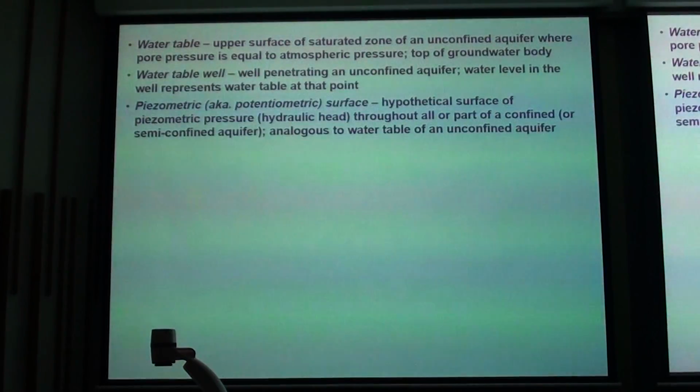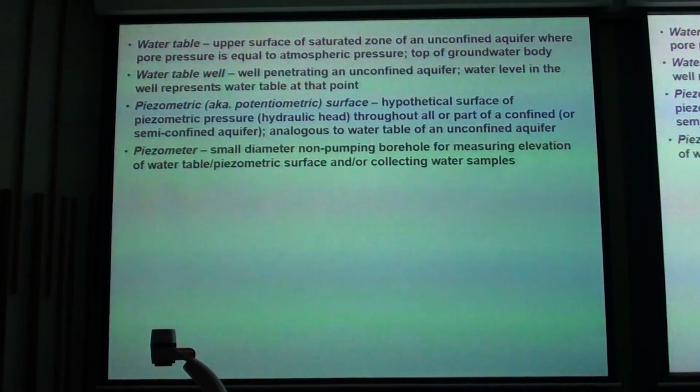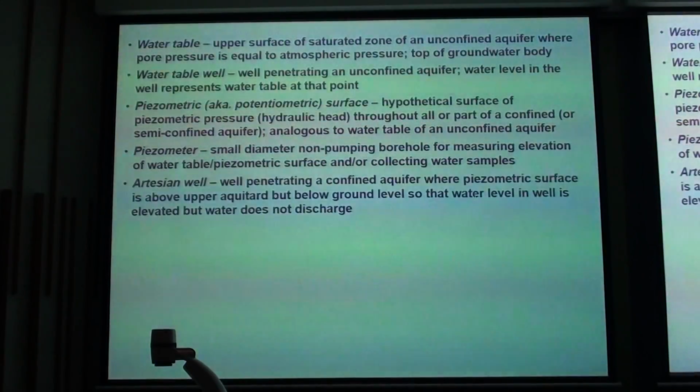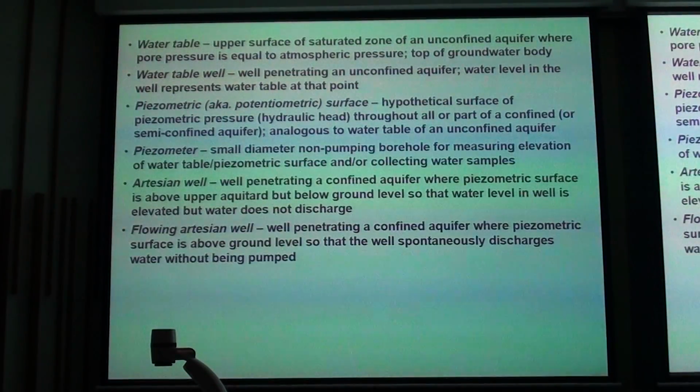But essentially, it's analogous to the water table of an unconfined aquifer, but it has different properties and it's caused by different phenomena. A piezometer is just a tube that's stuck in the ground that you can take water measurements from. Then there's the artesian well. Flowing artesian wells are where the water level inside the well is higher than the groundwater table.